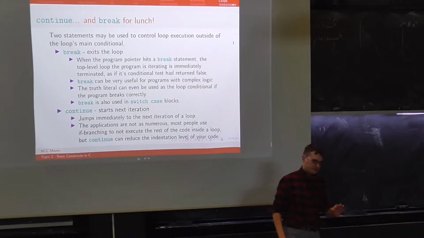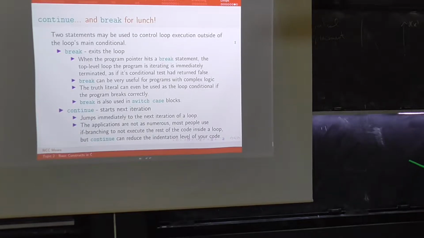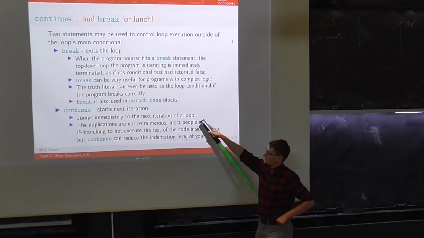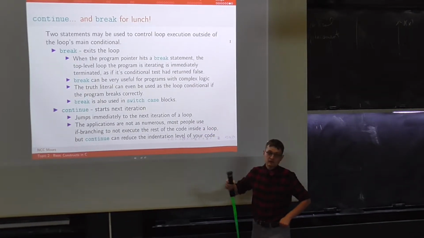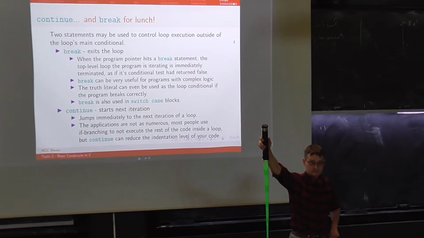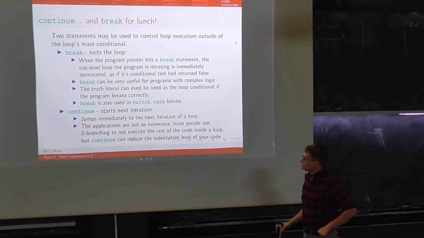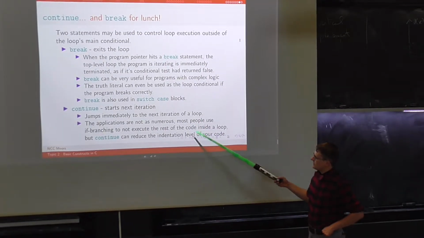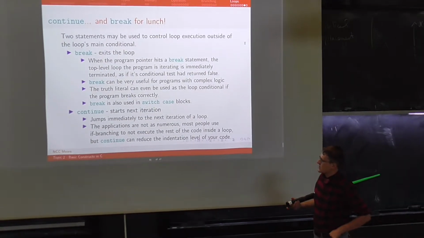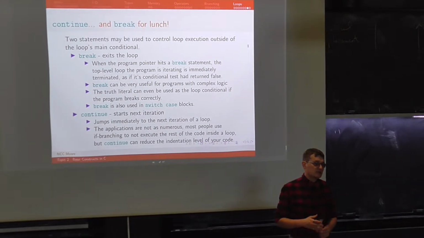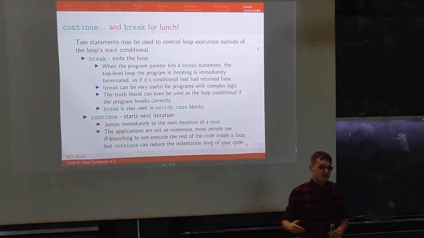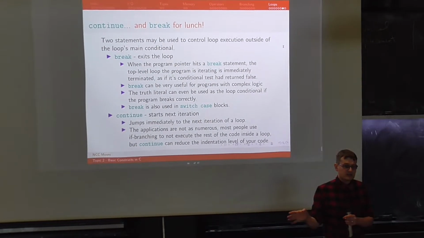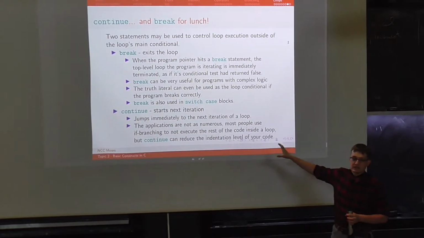Continue is a little bit different. Continue jumps you back immediately to the beginning of the current loop. It jumps immediately to the next iteration of the current loop. So you jump right back up to the top of the loop again, right? Applications for this are not as numerous. Most people use if branching not to execute the rest of the code inside of a loop. So basically what a continue will allow you to do is skip the rest of a loop iteration and just jump to the next one. Most people just toggle that code with an if statement rather than use a continue.